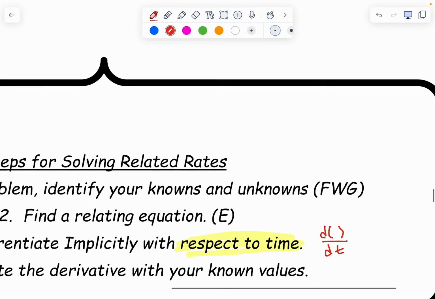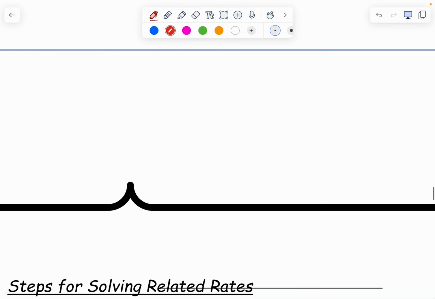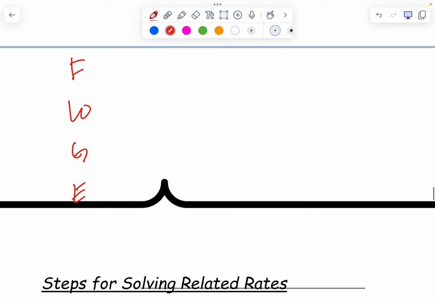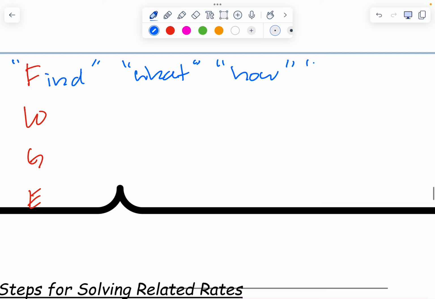Okay, moving on. I want you to write something on the very top. We have this acronym called FWGE, FWGE. It sounds pretty cute to say. And these are very crucial when applying related rate word problems. So the first word, F, means look for the word find. Look for the word what? Or look for the word how. And these are similar words, determine. Any of these type of words you're looking for. So when I say find, it could be what, it could be how, it could be determine.